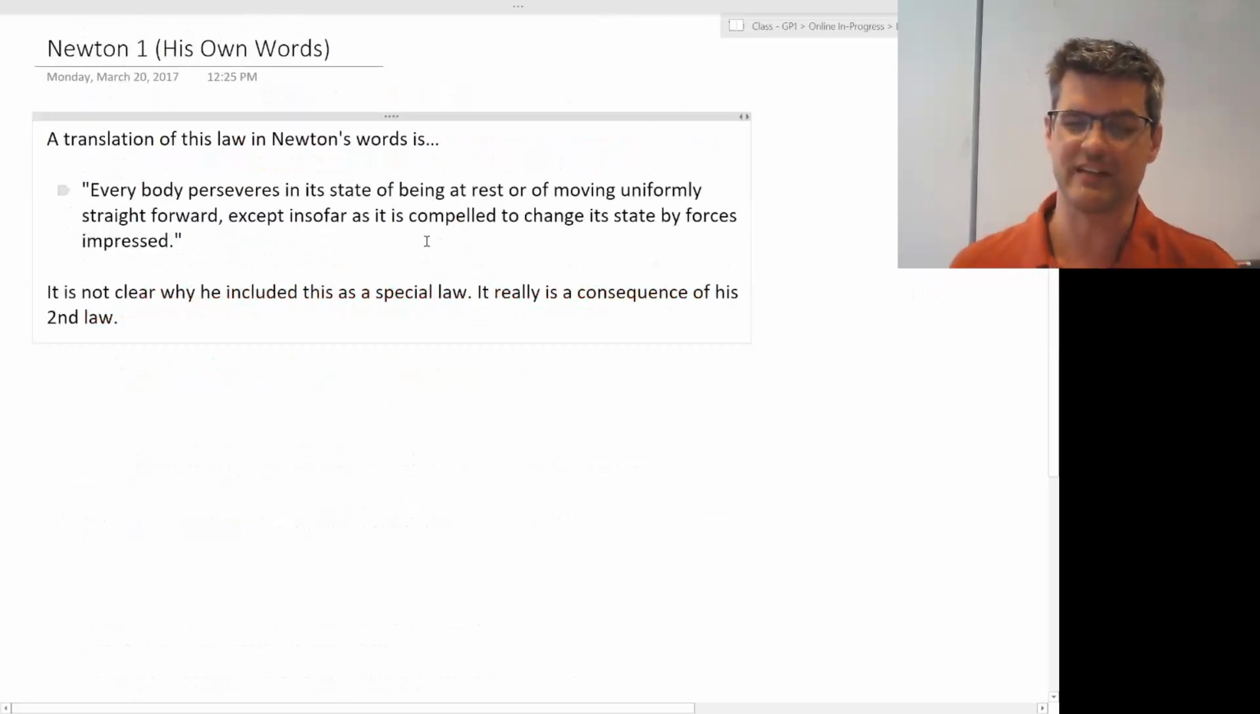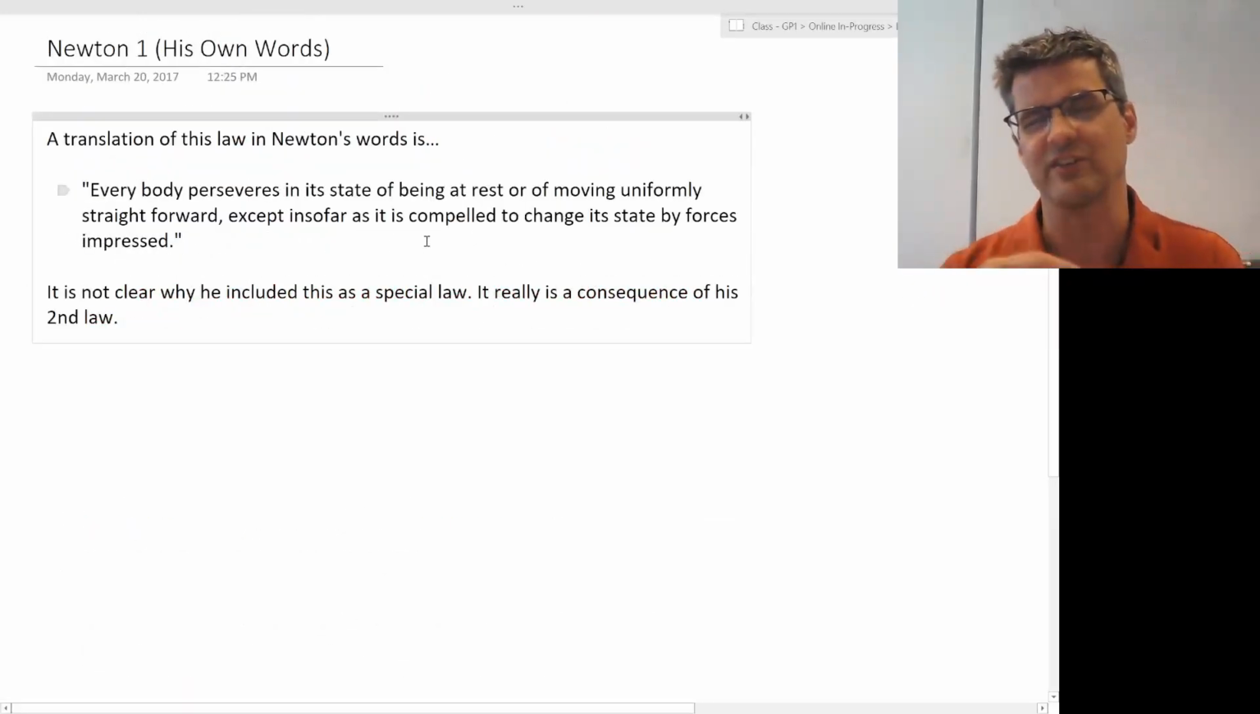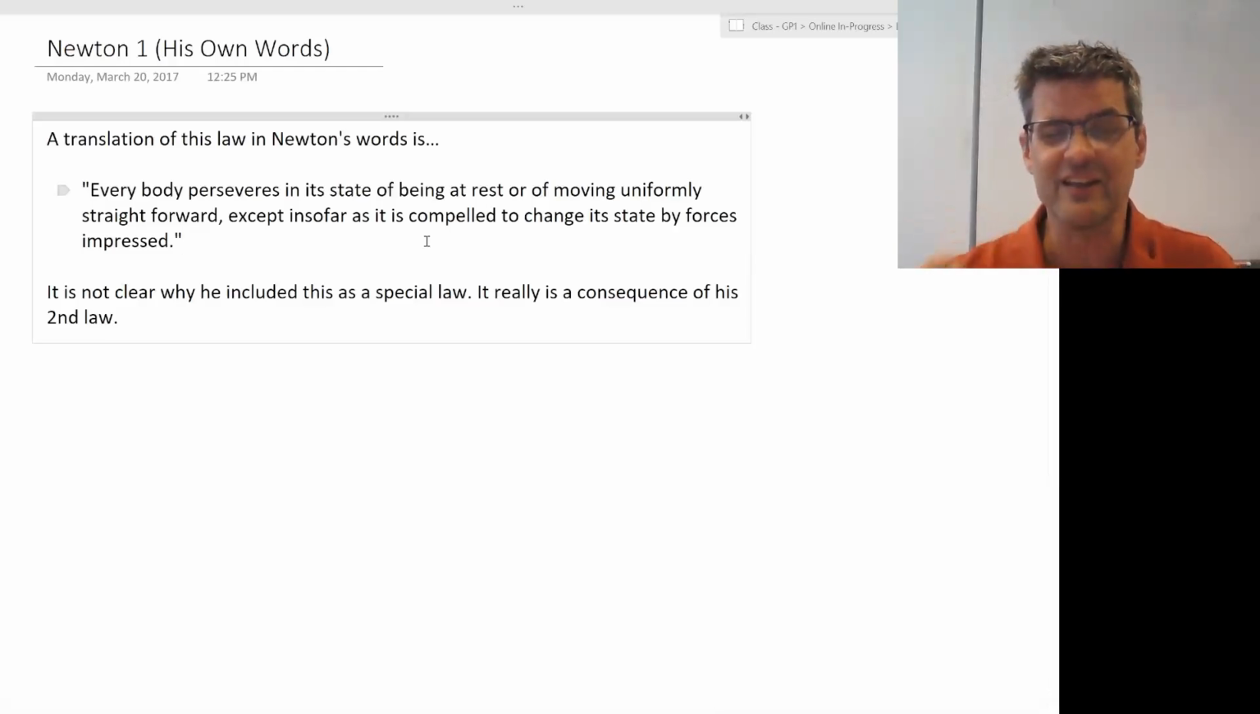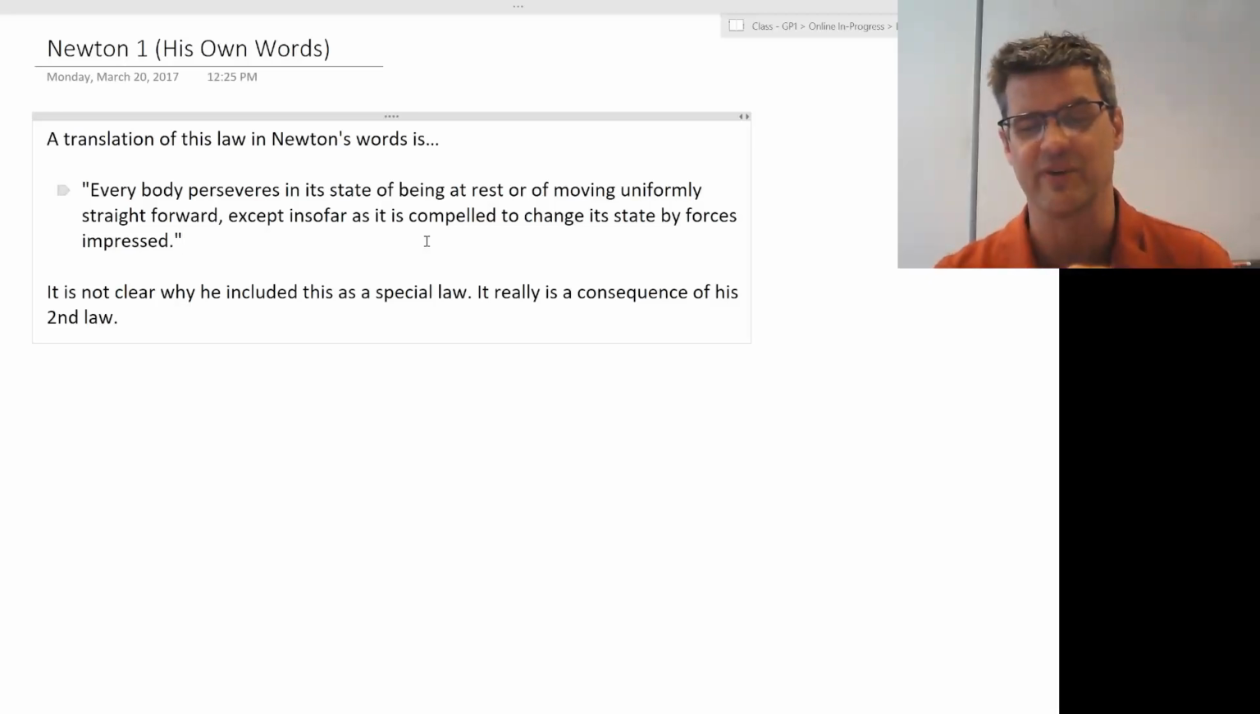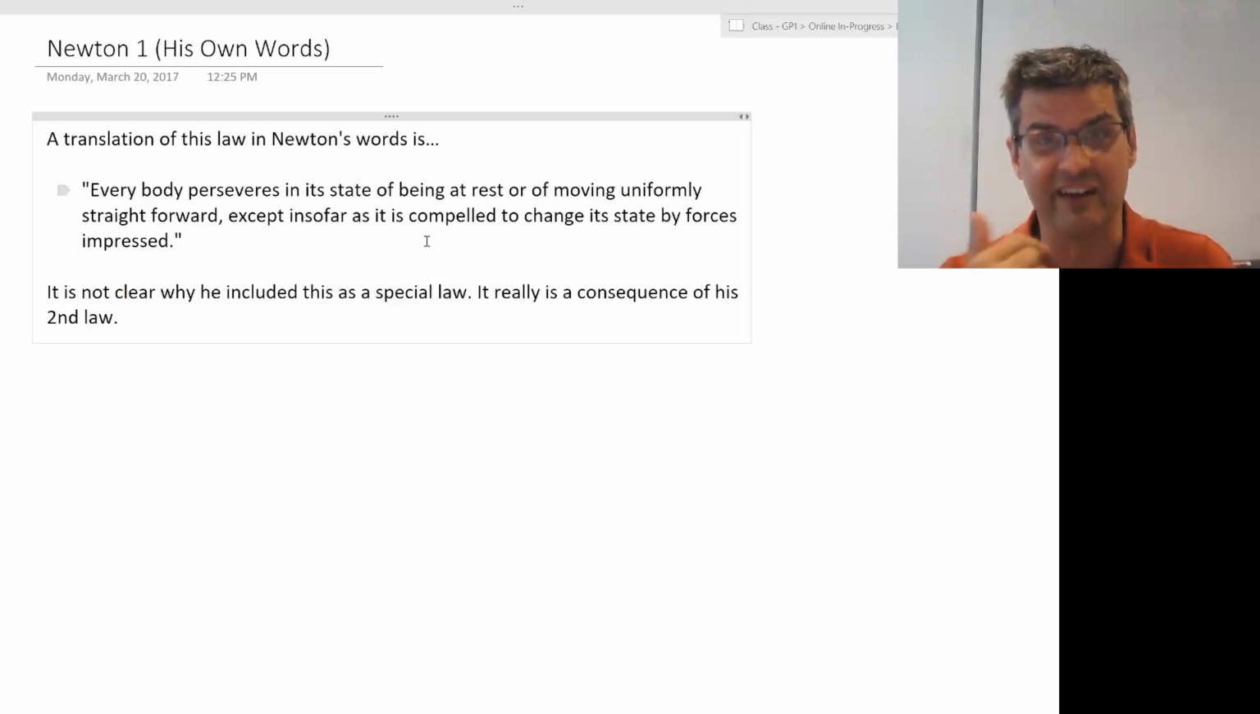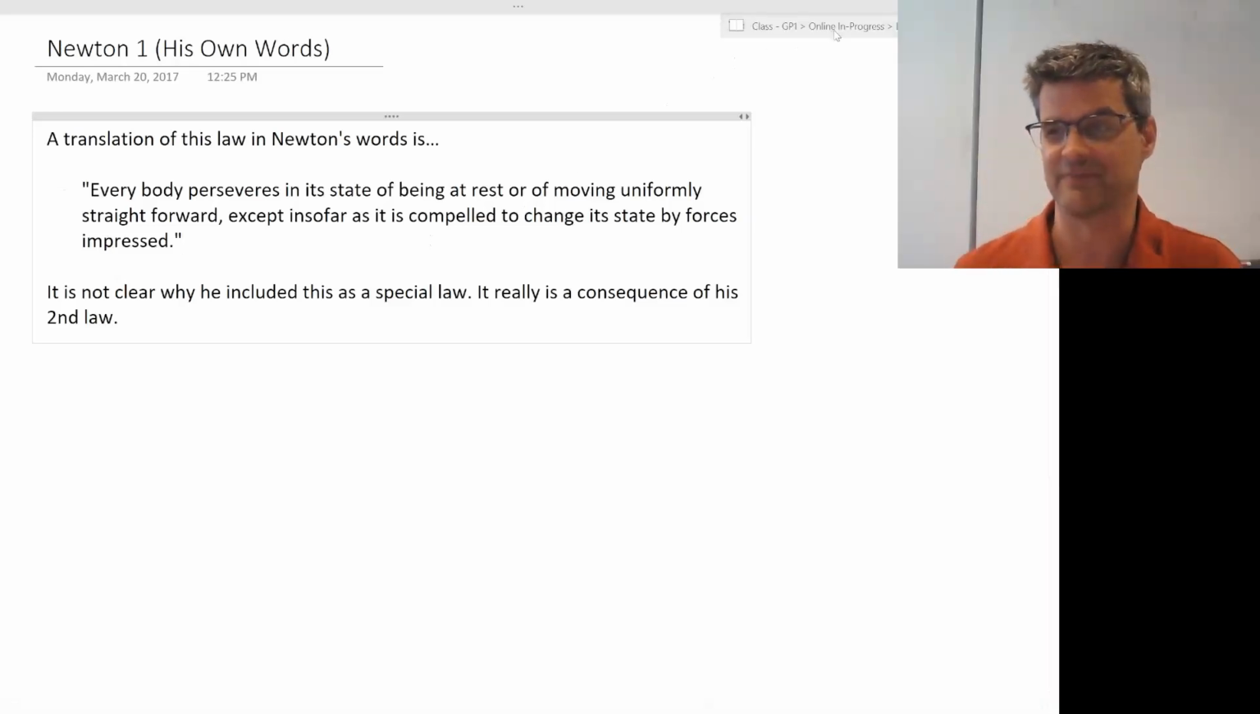Now, what we just saw was a little more modern interpretation of Newton's first law. In his words, he said that every body perseveres in its state of being at rest or of moving uniformly straight forward, except insofar as it is compelled to change its state by forces impressed. It's not clear even why he included this as a special law, because this law really is a consequence of his second law that we're going to talk about next.